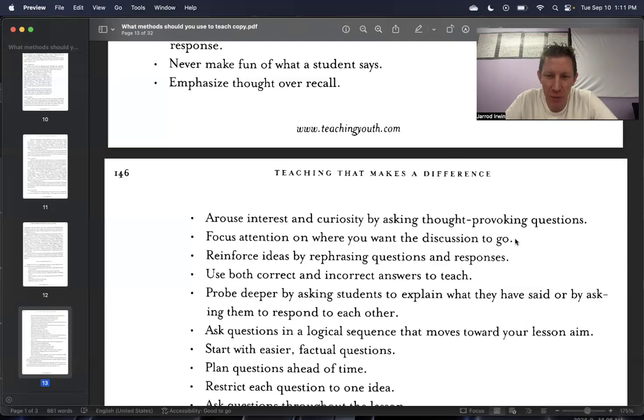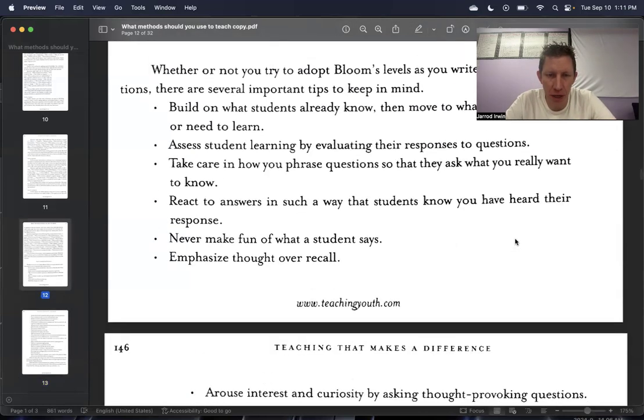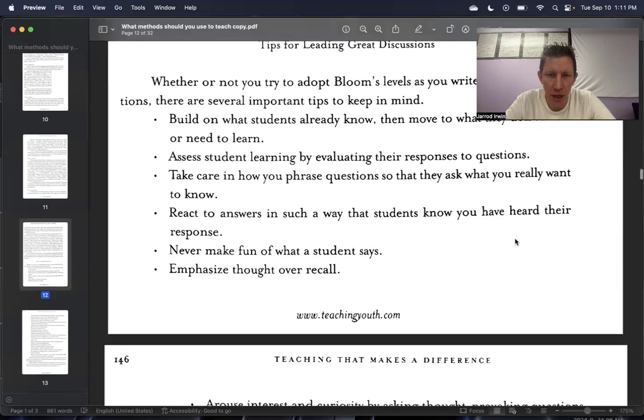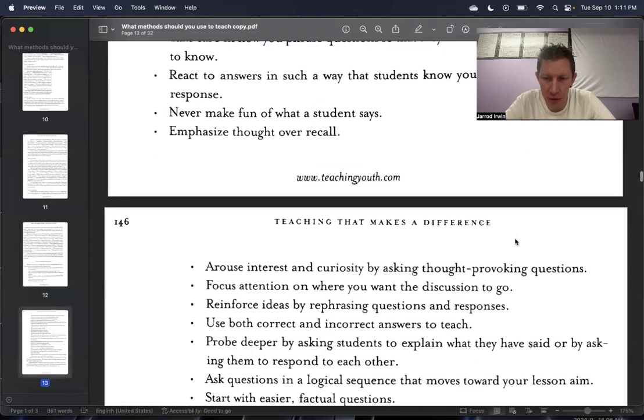Reinforce ideas by rephrasing questions and responses. I think that can also help, like I was saying earlier, rephrasing the response helps them to know that you heard and understand their response.